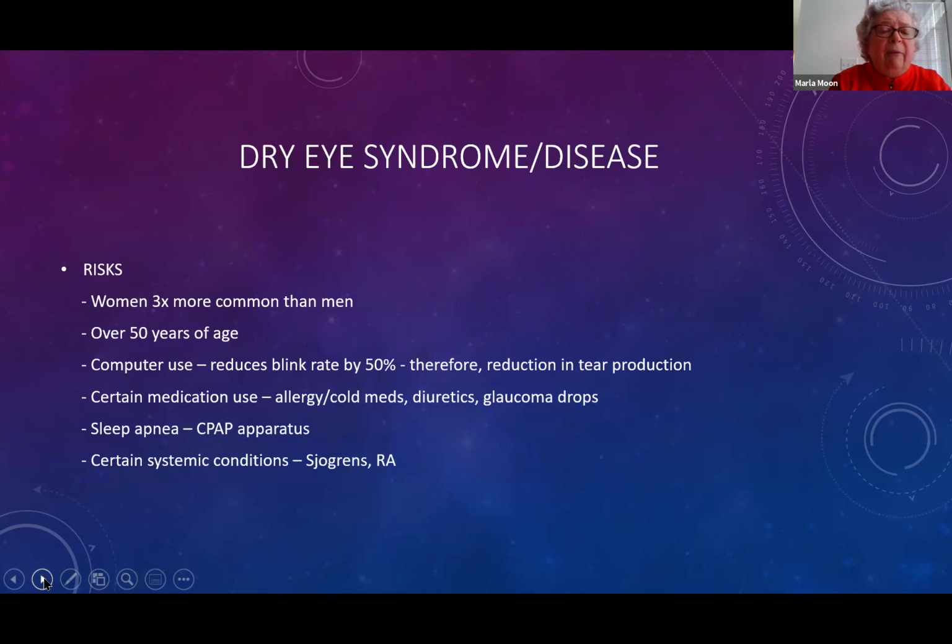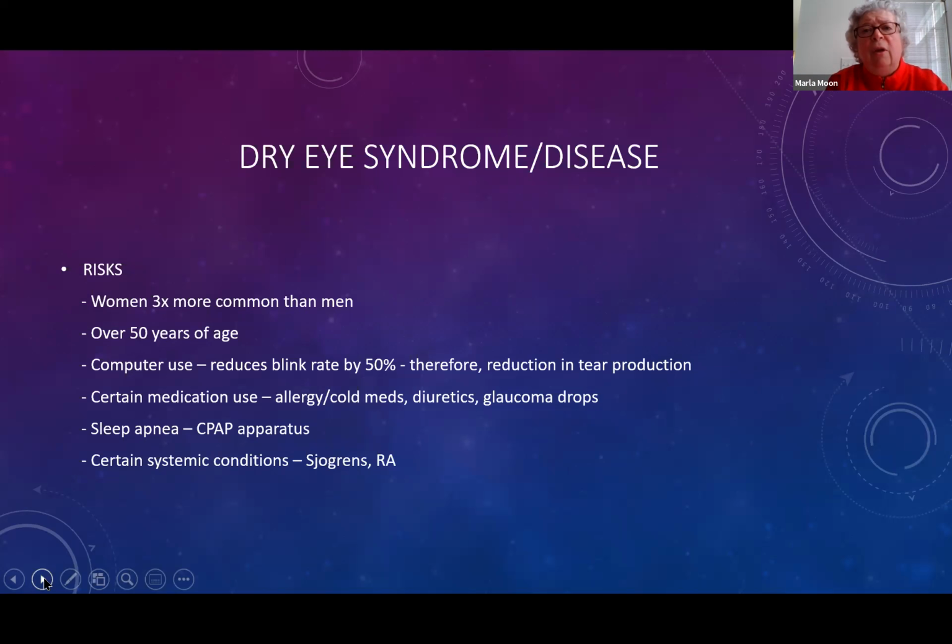Again, that menopause stuff. We've also found too that computer use, when you are doing activities like a computer or driving for extended periods of time. Videography studies have been done at University of Houston and Indiana University in Bloomington that show that your blink rate reduces by 50%. It's the blink that squishes the tears out of the meibomian glands that causes them to be produced. So it's going to reduce your tear production.